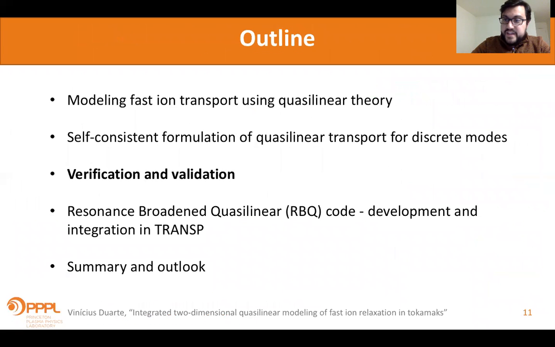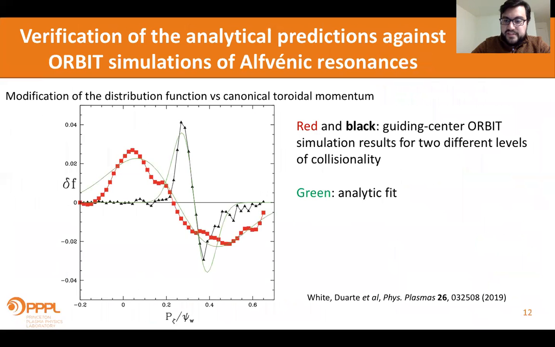Okay, so verification and validation of such a model. The first verification is basically the delta F I showed before, which is the green curve from analytic theory, and the red and the black are guiding center simulations using the ORBIT code for two different collisionalities. And you see that the fit for the amplitude is quite reasonable for those cases. And this is a real tokamak geometry.